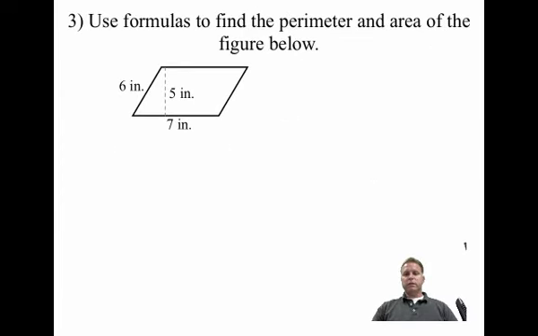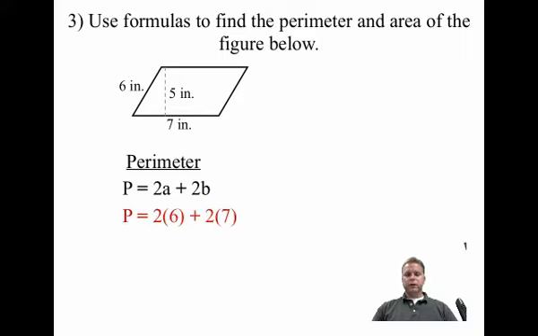So let's use our formulas to find the perimeter and area of the figure below. First of all, what kind of figure is this? Hopefully you're thinking parallelogram. So what was our formula for a parallelogram? For the perimeter, it was the 2 sides plus the 2 bases. In this case, 2 times 6 plus 2 times 7 gives me 12 and 14. Add them up. We're following order of operations here. Remember, please excuse my dear Aunt Sally, or PEMDAS, whatever makes you happy. And for our perimeter, we get 26 inches.